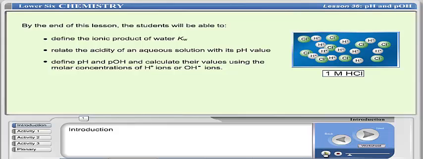By the end of this lesson, the students will be able to define the ionic product of water, Kw, relate the acidity of an aqueous solution with its pH value, define pH and pOH and calculate their values using the molar concentrations of H+ ions or OH- ions.